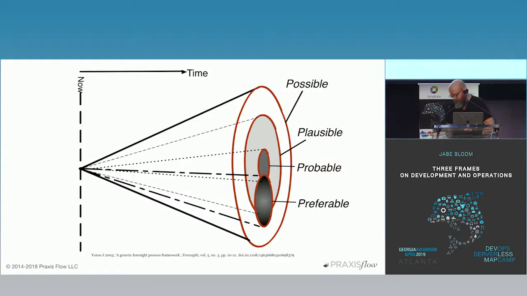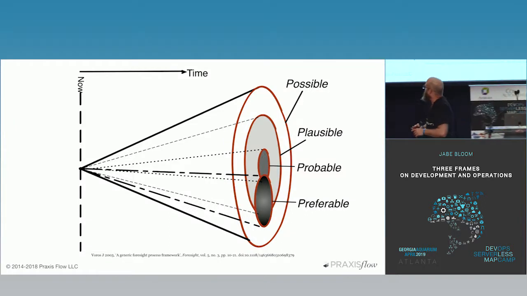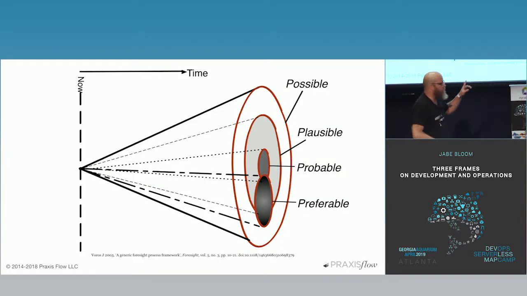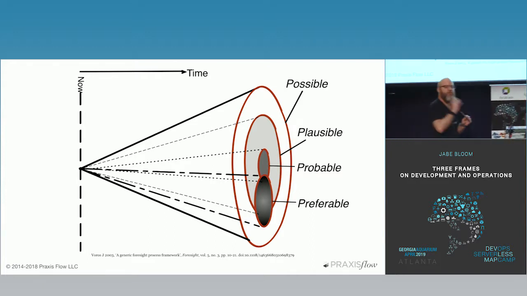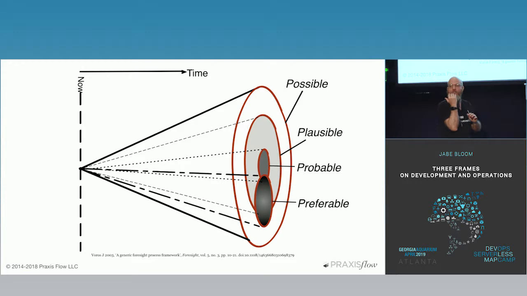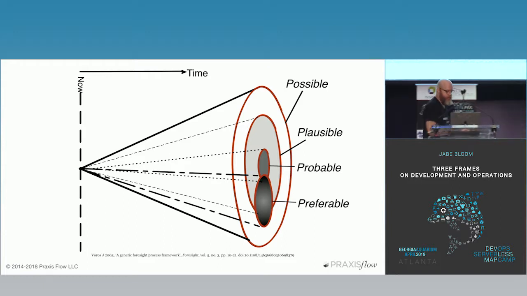Okay, so a frame is roughly the idea that what we can discuss is less than what's possible in the world. That's what I mean by a frame, and it's projected into the future. It's about what we expect to happen in the future. It's about expectations, predictions, and assumptions about what will happen.